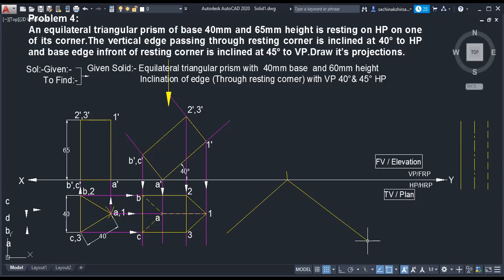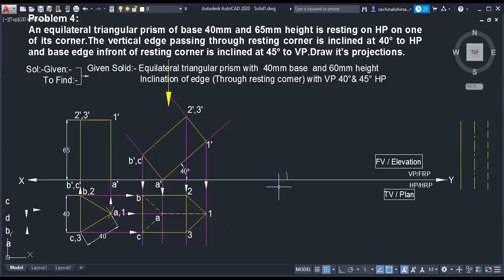What will happen if I select this second line? The probability is that your top surface 1, 2, 3 may go above the XY line. So that's why it is better to draw the line in this way, 45. Are you getting? Both are correct. Our condition is that edge BC should make a 45 angle. That's all. So both will be correct.